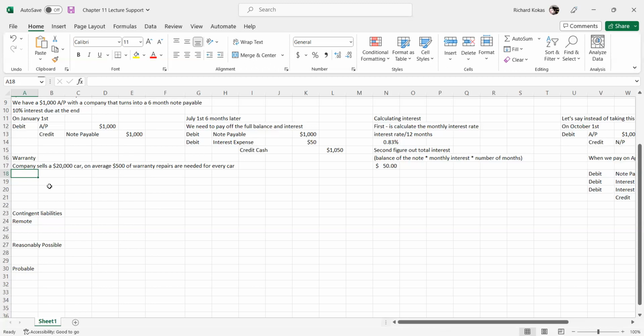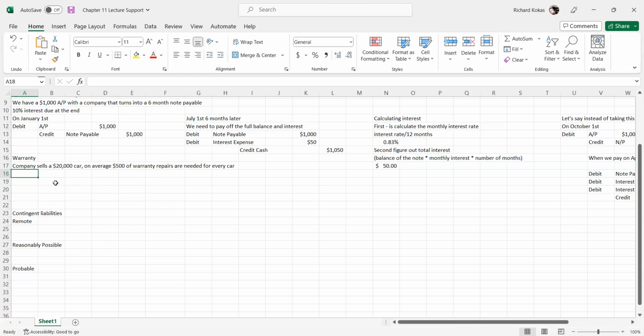So with a warranty, we want to recognize our estimate of warranty expense when we sell the good. Look here, we have a company that's selling a $20,000 car. On average, $500 of warranty repairs are needed for every car they sell. It could go up or down, but on average $500 is what the company has to shell out to fix the car. Some cars, it might be nothing. Some cars, it might be $2,000. On average, it comes to $500 a car.